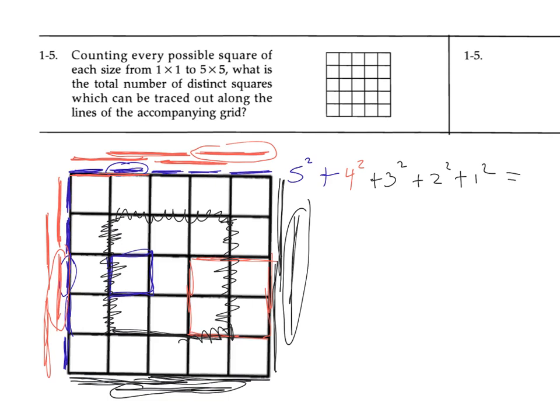So when you add up the sums of those squares, there is a formula for this, but it's probably easier just to add them up. You do end up getting 55, which of course is our answer.